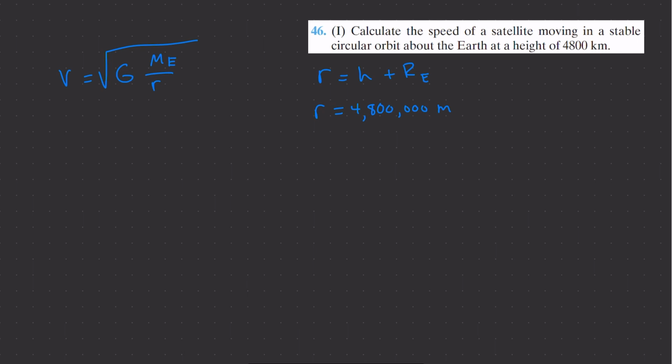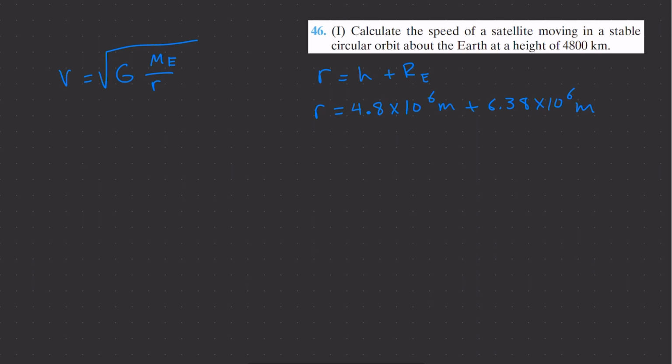That's going to be the conversion from kilometers to meters. In fact, one thing that you'll want to do and get used to is go ahead and write that in scientific notation. In this case, that's going to be 4.8 times 10 to the power of 6 meters. And we're going to add that to the radius of the Earth, which is one number that you're going to want to get comfortable with remembering. That's going to be 6.38 times 10 to the power of 6 meters.